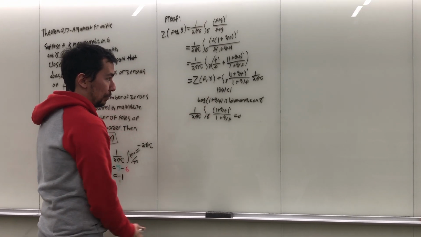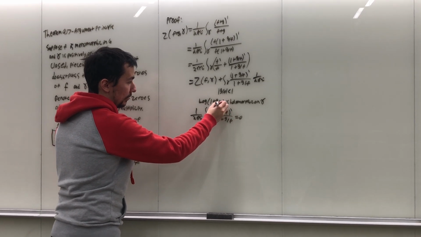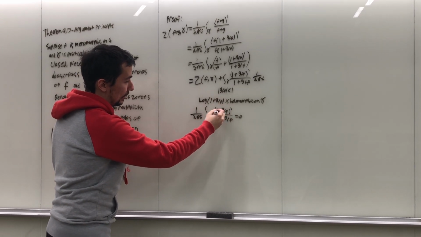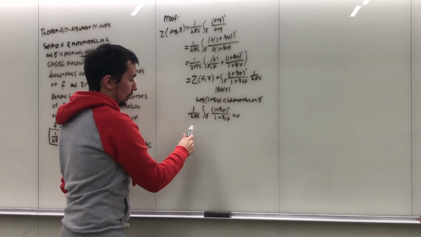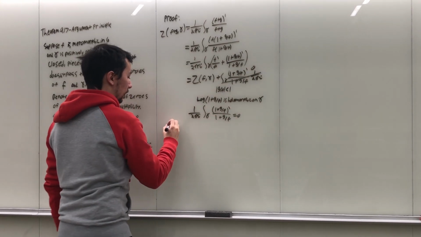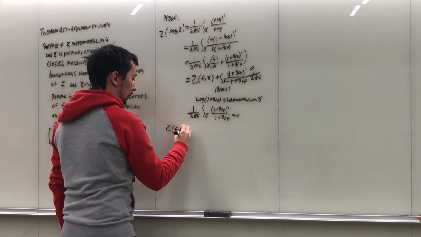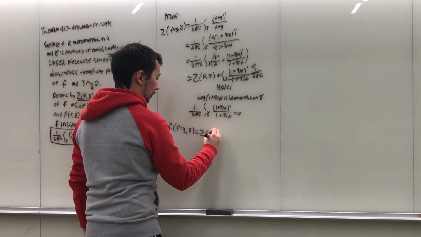And from corollary 4.13, that tells us that if the integrand has an antiderivative that is continuous on gamma, then the integral is equal to 0. So we can say that that is equal to 0, in which case the number of zeros of f plus g in gamma is equal to the number of zeros of f in gamma.